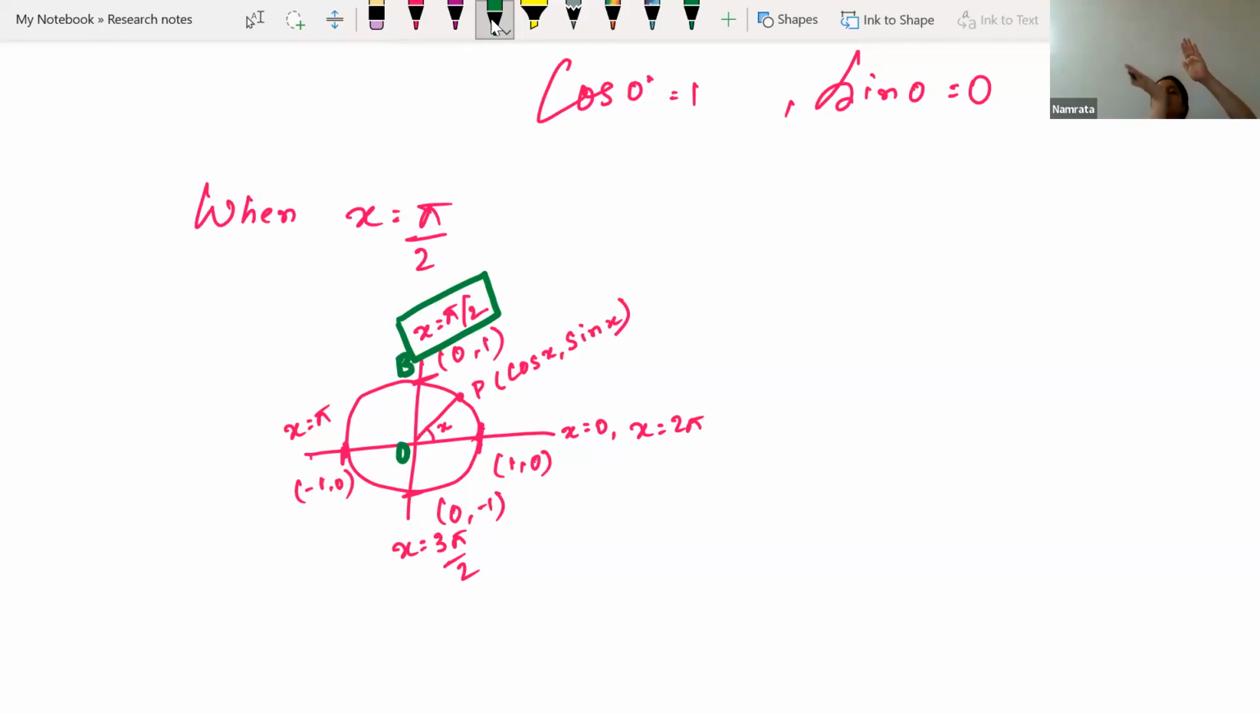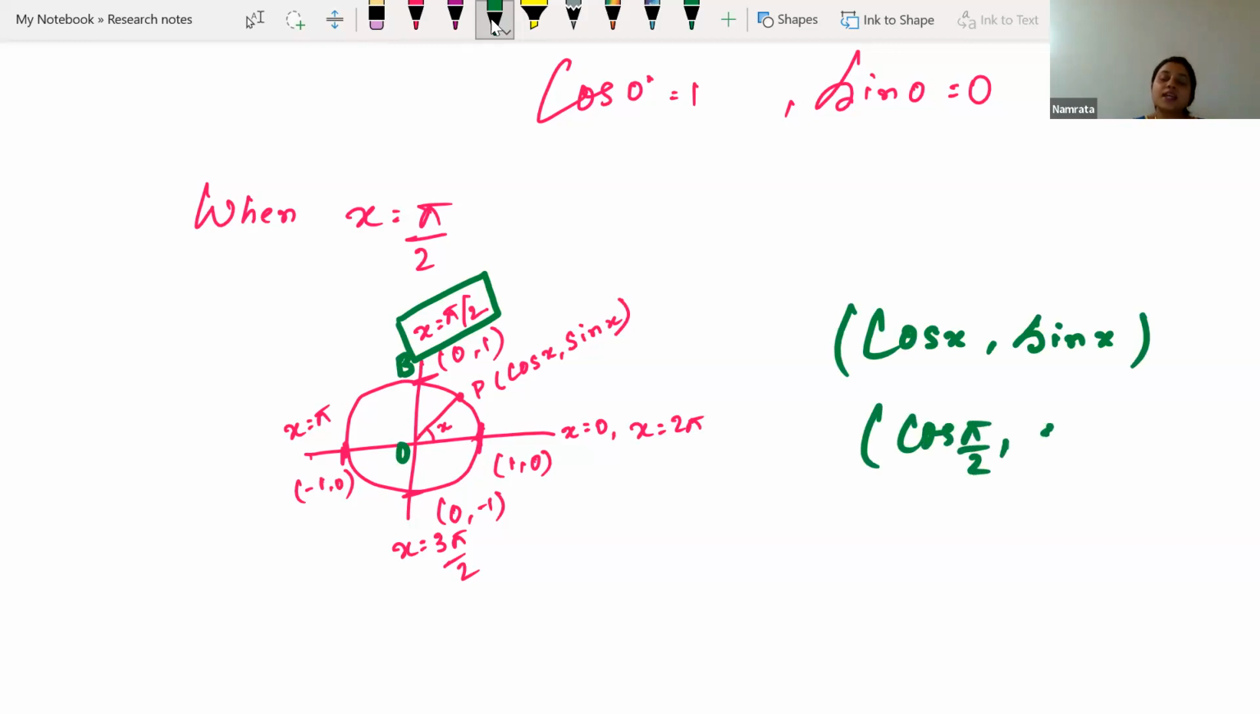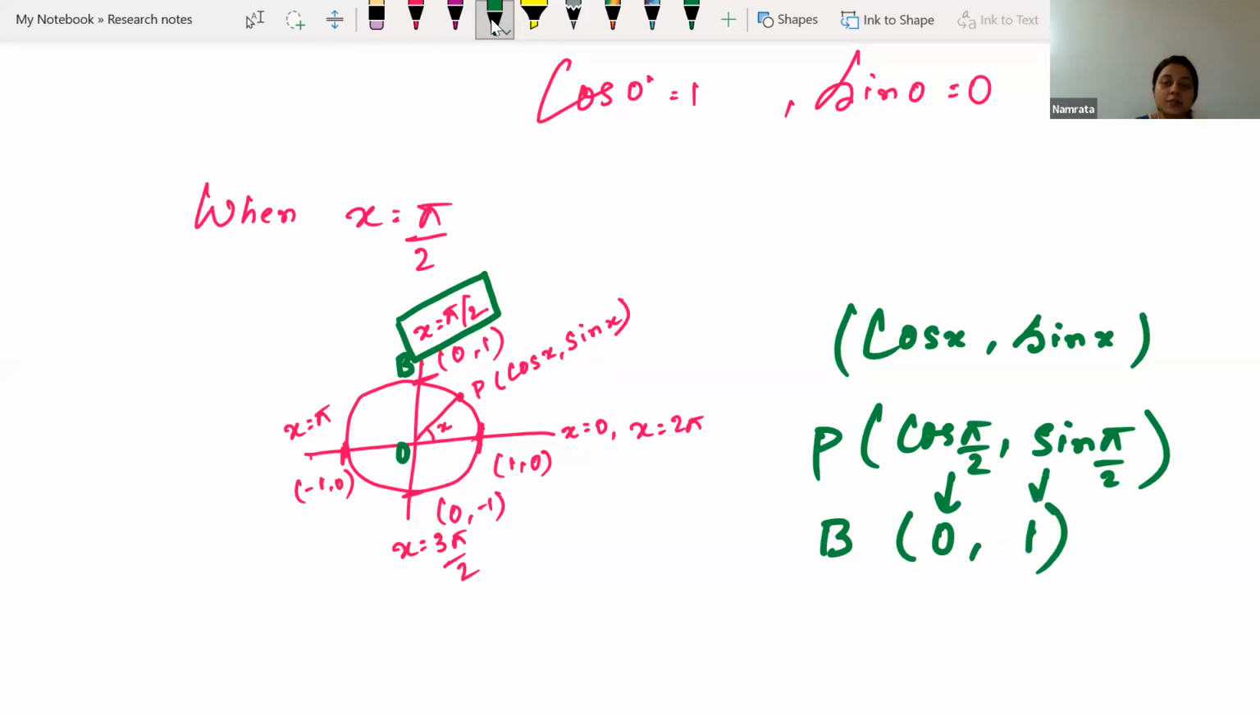P was here, you have a stretched P, and now it has gone to point B. So you can say cos x, sin x became now cos pi by 2, sin pi by 2. That is the coordinate of P now, which is just touching B. That coordinate is (0, 1). So from here, we can say cos pi by 2 value is 0 and sin pi by 2 value is 1. Can you see it?